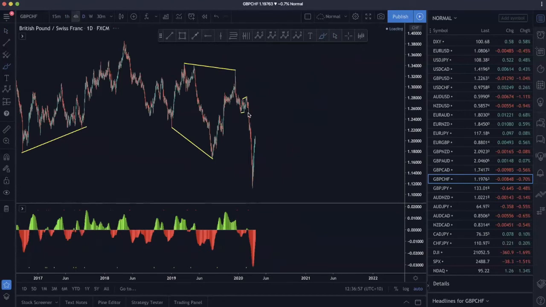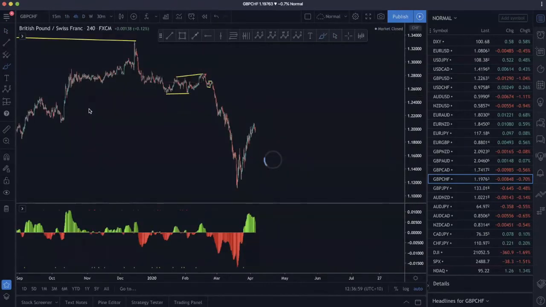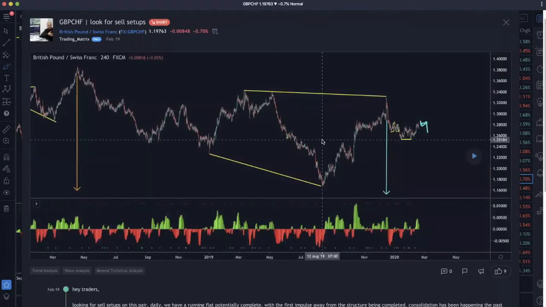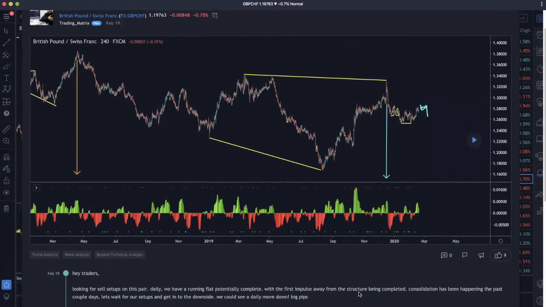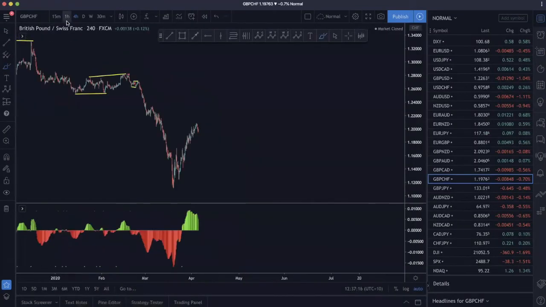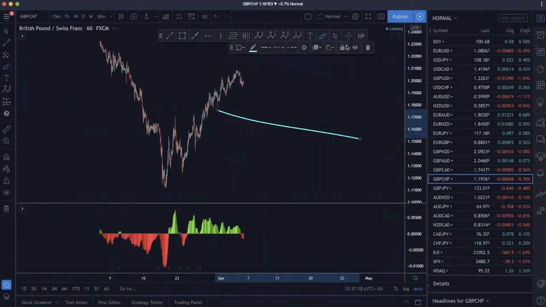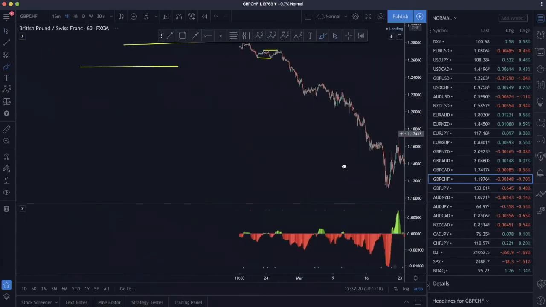Pound Swiss. I think I posted. This is nice. So I was looking for sell setups here. I was waiting for a consolidation that's happened. Let's wait for our setups to the downside. We can see a daily move. So essentially what I was posting was wait for a correction to actually happen. And that correction played out very nicely in this form a little bit later on.